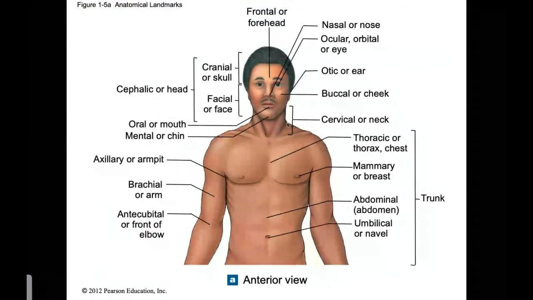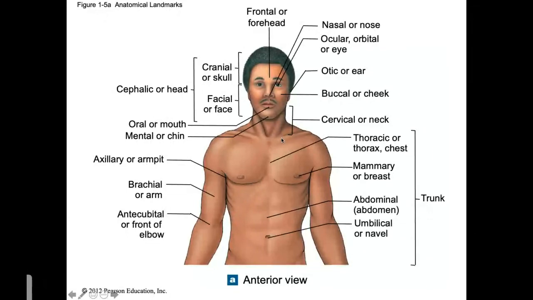So let's look at the reference terminology first. This is really important to understand. You'll see it on your Connect quizzes. You'll also see these terms move forward when we talk about muscles, and arteries, veins, and nerves. So getting the foundational terminology is really, really important.